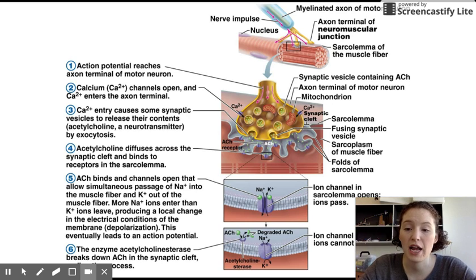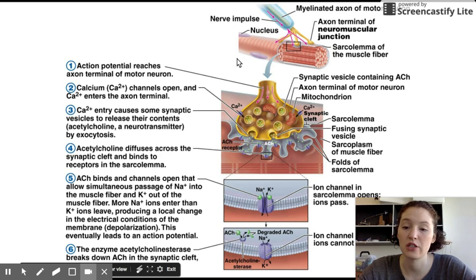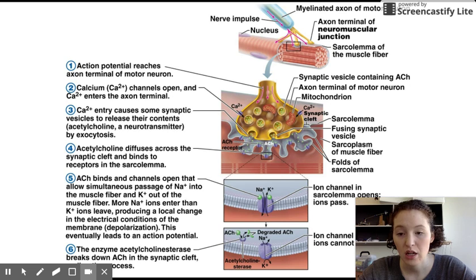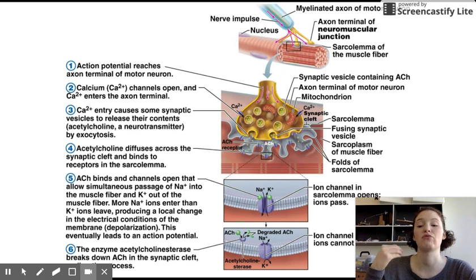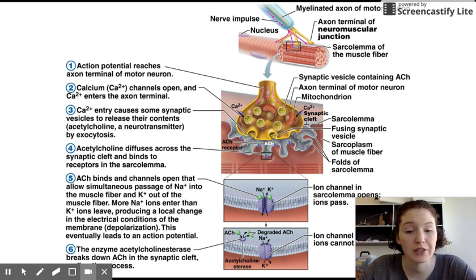Okay, so what happens at the neuromuscular junction? A nerve impulse or action potential reaches the axon terminal of the motor neuron. So the nerve impulse gets to the end of the nerve, right? So it reaches the terminal here. There are calcium channels in the membrane of the neuron. They open and calcium enters the axon terminal from the sarcoplasmic reticulum, right? Remember we said the sarcoplasmic reticulum is surrounding our muscle fibers.